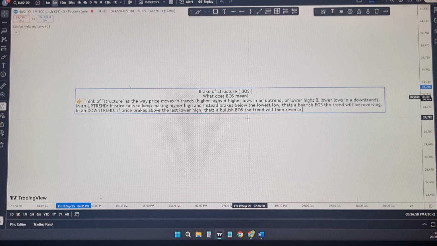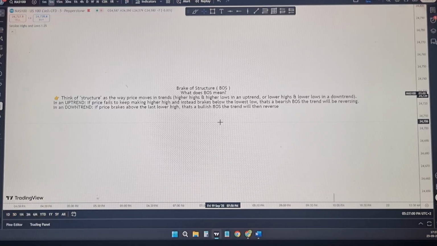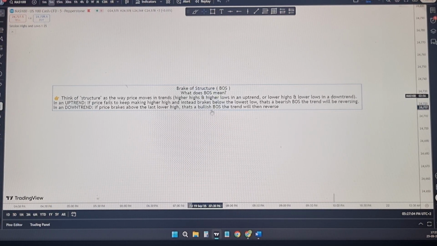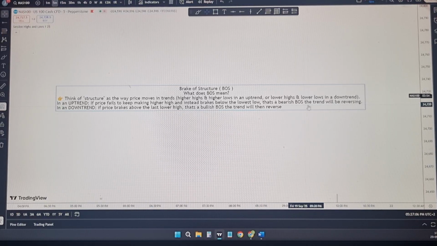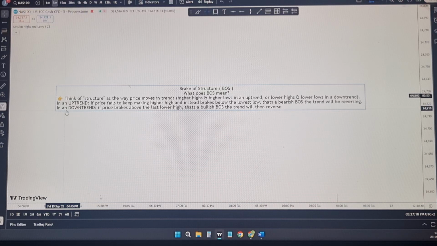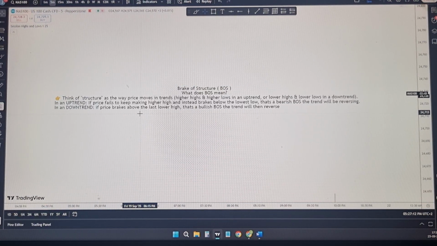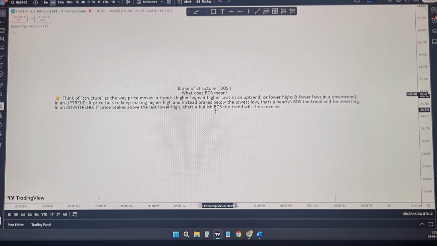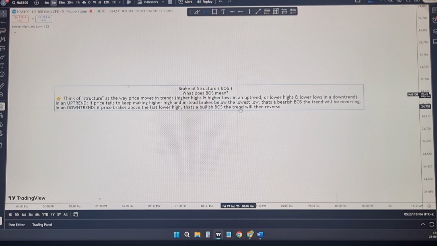Okay, so in an uptrend, if price fails to keep making higher highs and instead breaks below the lowest low, that's a bearish break of structure. The trend will reverse then. Okay, in a downtrend, if price breaks above the last lower high, that's a bullish break of structure. The trend will then reverse.